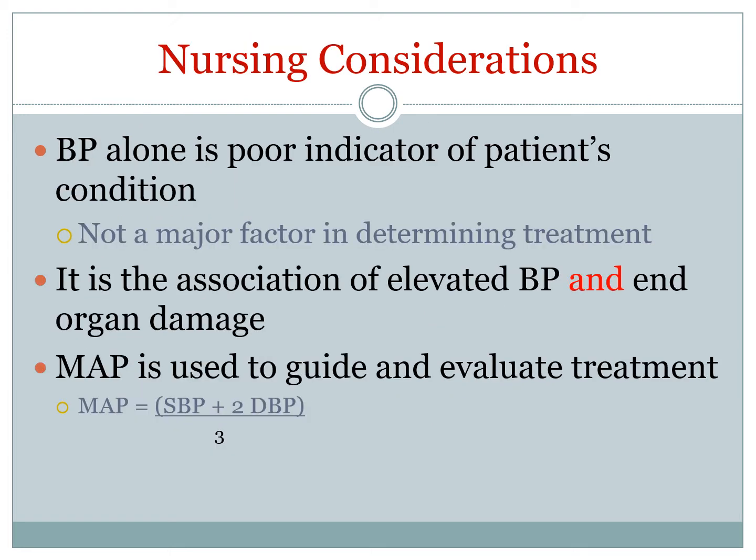Blood pressure alone is a poor indicator of how the patient is doing. It's not the major factor in determining treatment. Instead, it is the mean arterial pressure that is used to guide and evaluate treatment. So again, we bring up this equation: mean arterial pressure is the systolic blood pressure plus 2 times the diastolic blood pressure, divided by 3. This is what we are going to use to guide our treatment as we bring down the blood pressure in people who have hypertensive emergencies.